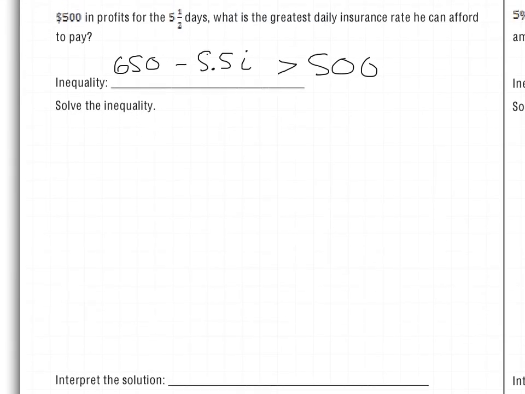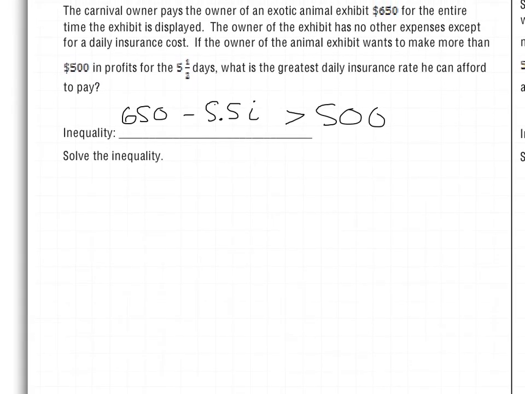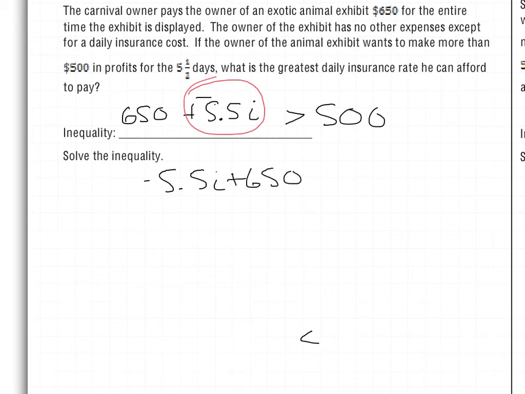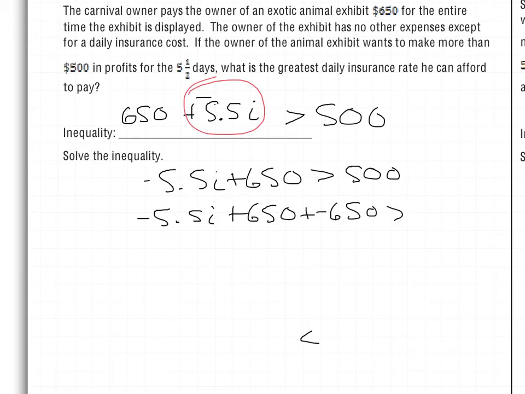Now, this inequality is very different from any of the other inequalities because we're going to have to change this to add the opposite. And now we can see that our multiplication term has a negative coefficient. That's going to mean that we're going to end up reversing the inequality symbol when we get our answer. So recognizing that already, I can put a reversed inequality symbol at the end so I remember to do that. I'm just going to rewrite this as negative 5.5i plus 650 is greater than 500. So I'm going to add a negative 650 to both sides. This is not what causes us to flip our inequality symbol, so I'm going to leave the inequality symbol for now.